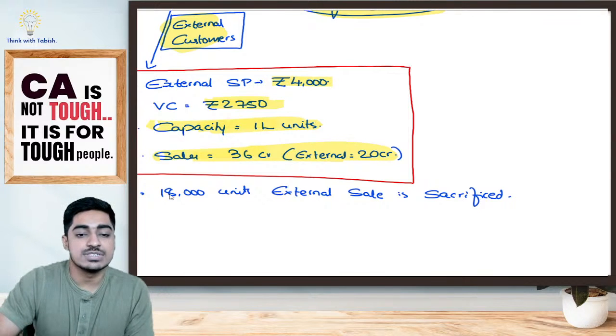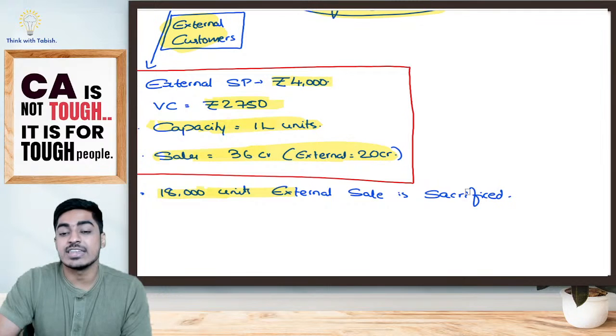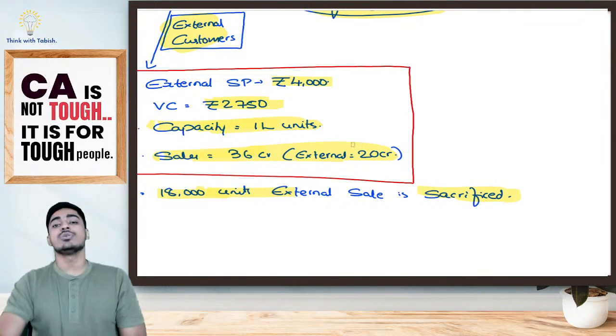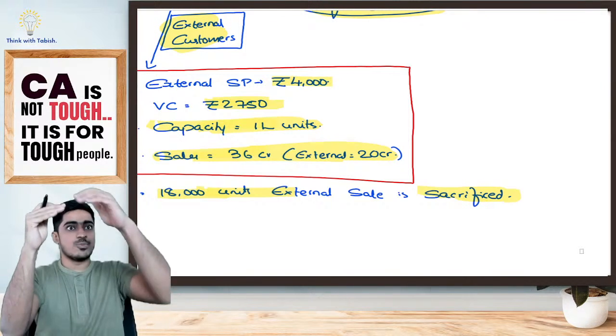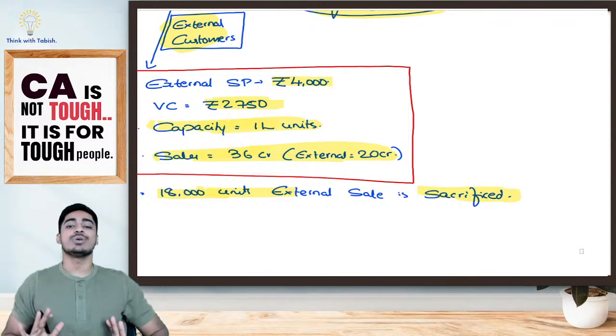Again, one more piece of information given is 18,000 units of external sales I have sacrificed. I could not cater. Why could I not cater? Because I'm giving priority to internal transfer. Now, what do I need to do? This 36 crore sale, how much is external, how much is internal, in terms of units and in terms of value? That I need to analyze.